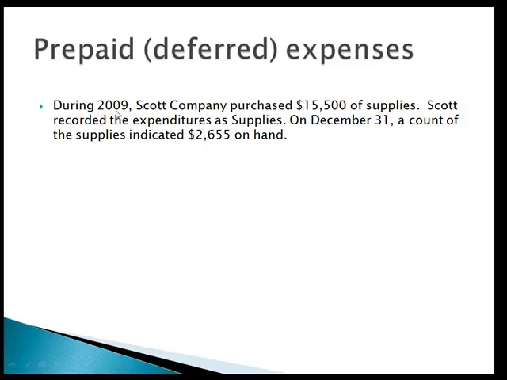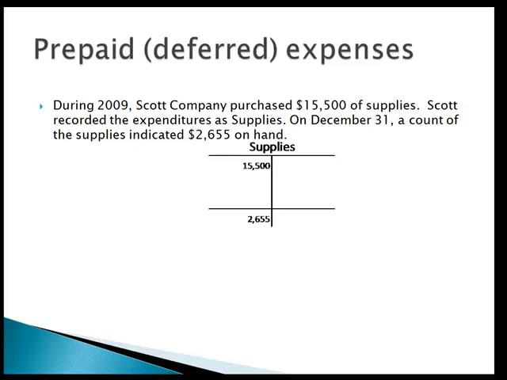So during 2009, Scott Company purchased $15,500 of supplies. Scott recorded the expenditures as supplies, an asset, right? On December 31st, an account count indicates that there is only $2,655 of supplies on hand. Okay, so we went into that cabinet and we looked and we saw that there's $2,655 left in supplies. So we didn't use all these supplies today. It happened over time, and today we're going to make that adjusting entry in our books. Okay, so nothing really happened at the moment, but we need to reflect this change that's happened over time in our books.